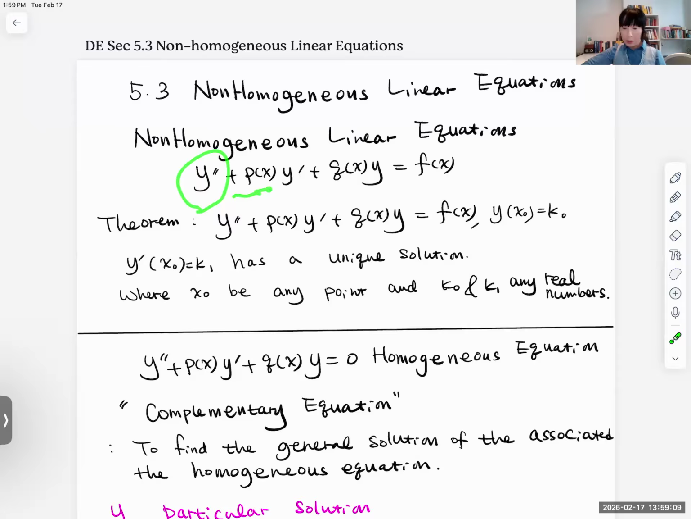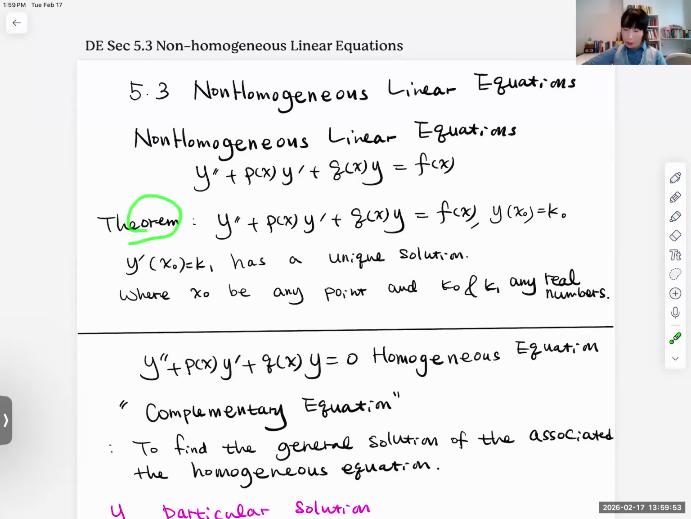y second prime plus P of x, y prime plus Q of x times y equal to f of x, right? If we had zero on the other side, that is a homogeneous linear equation, in this case second order, right? We knew that. Then we have f of x. It can be just a constant function or just a function, right? So with f of x, that is non-homogeneous.